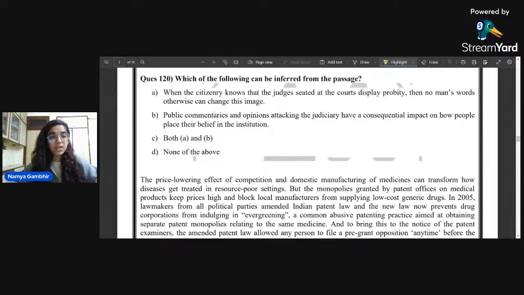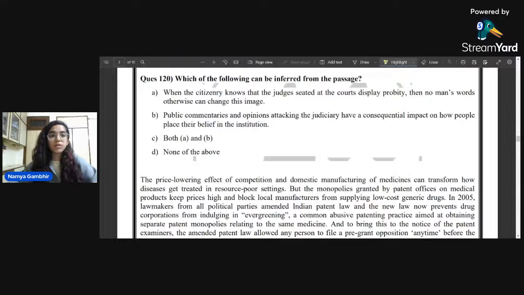So A is true. The second says that public commentaries and opinions attacking the judiciary have a consequential impact on how people place their belief. Now, this goes exactly against the author's opinion expressed in the first: that public commentaries and those sort of things are not going to have a consequential impact on the people if the judges over there are actually people of integrity. Or similarly, the other way around, if they are corrupt in itself, then no amount of public commentaries or opinions is going to have any impact on how the people view the institution as a whole.